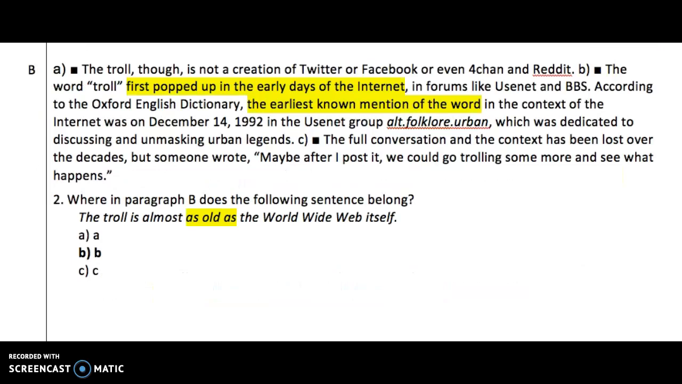Question number 2. This question gives us an extra sentence to be placed in the correct place in the text. In order to be able to answer such questions correctly, you need to analyze what the extra sentence is saying and what the text is saying. So if you look at the extra sentence, we have the information as old as here, from which we understand that the troll started to be used when World Wide Web was started to be used. So the time they appeared, both the internet and the troll, is the same.